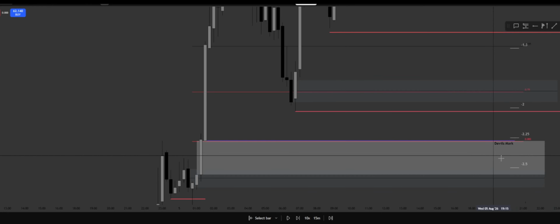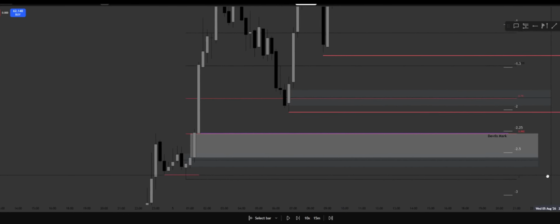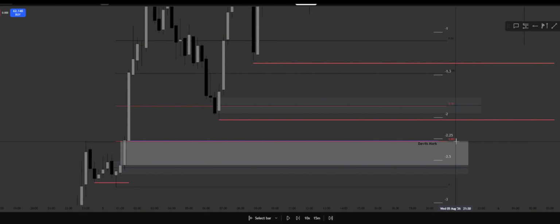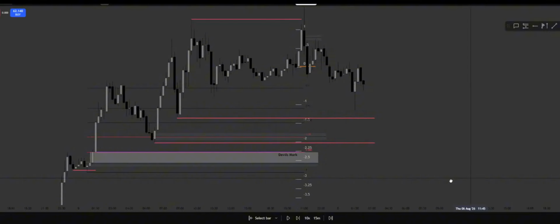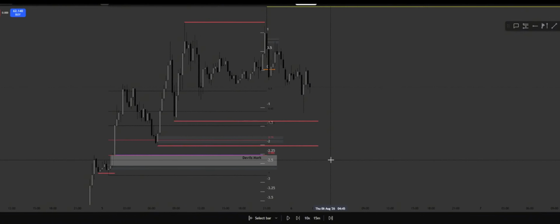Okay, so that devil's mark is a strong drawn liquidity. Okay, so the fact that we have this unmitigated 15-minute bullish fair value gap, we have the 0.882 level, we have the negative 2.25 level, and we also have a devil's mark resting on that 0.882 level as well. Okay, so that to me is going to be the perfect zone that I'm going to take for longs.